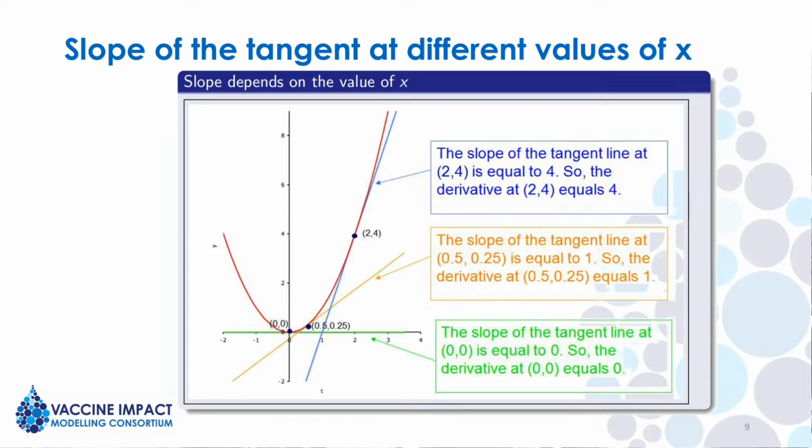You can see, if we've got the tangent here, the line that only touches the red curve at one point, it's flat here. If we go on to the yellow one, you can see that it's got a steeper gradient, so our derivative is larger. And again, when we get to this blue line, the gradient's increased again. We've got a larger derivative.